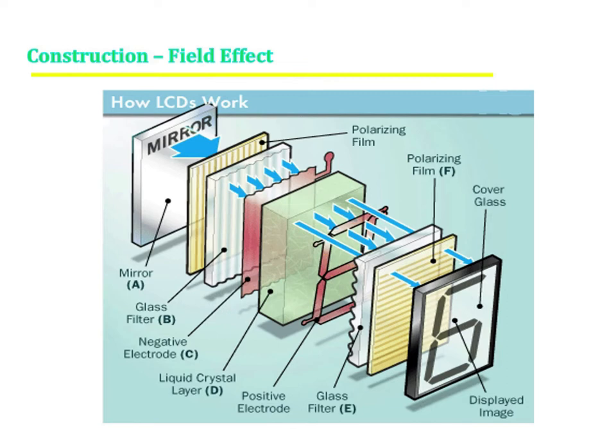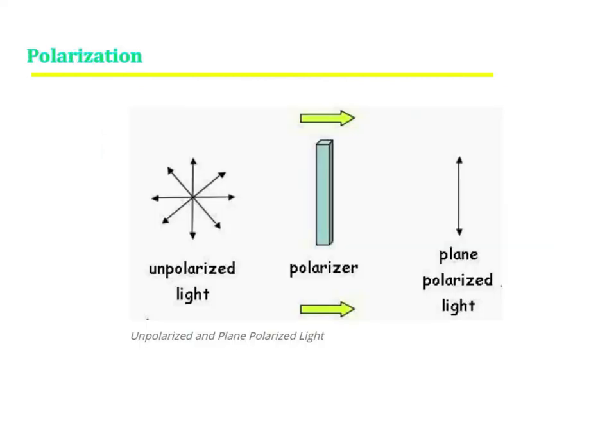Now we'll shift our focus to the other type called the field effect LCD. Before getting into its construction and operating principle, we will brush up on a few basic concepts of polarization. A light wave that is vibrating in more than one plane is referred to as unpolarized light. Light emitted by the sun, by a lamp in the classroom, or by a candle flame is unpolarized light.